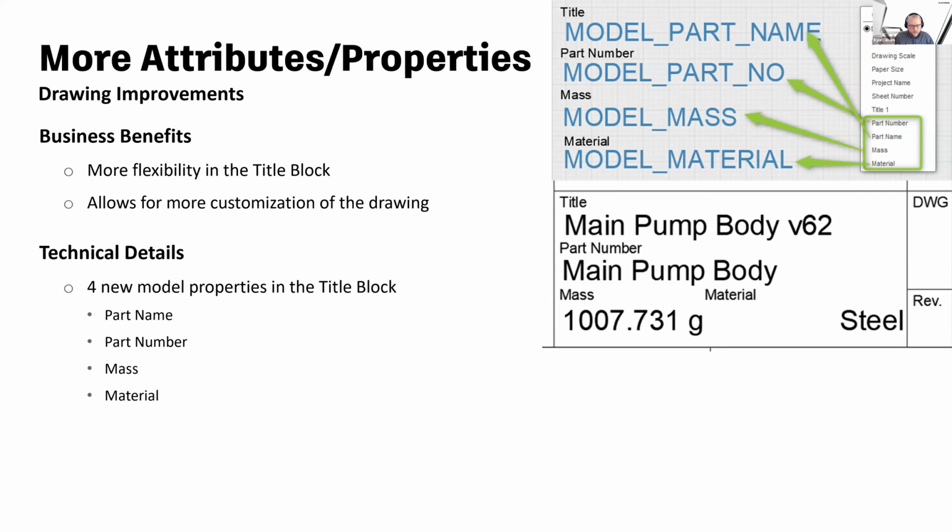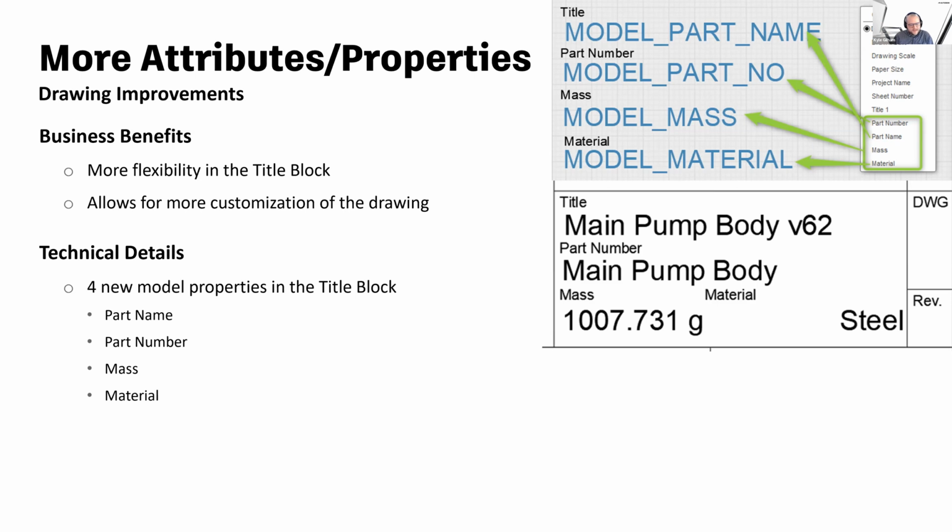If you've worked with the title block at all, you can edit the title block and add new attributes. There are 4 new attributes that are now available in that dropdown: part number, part name, material, and mass. So you can now add those to the title block if you want them there.